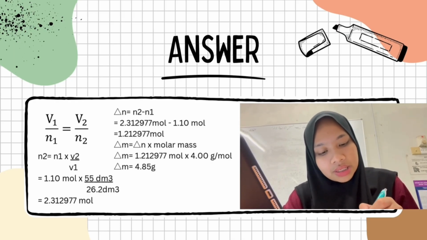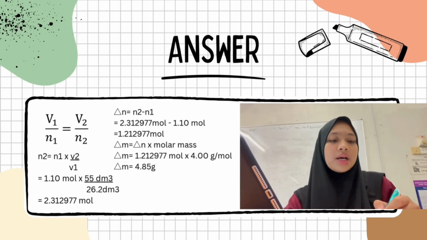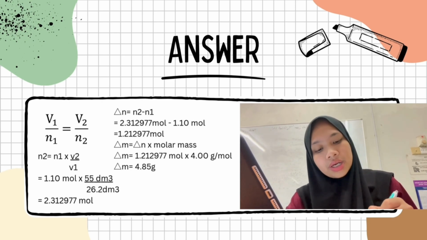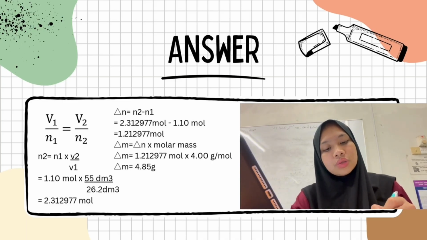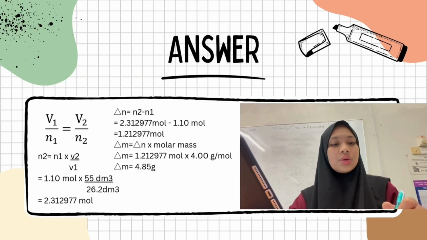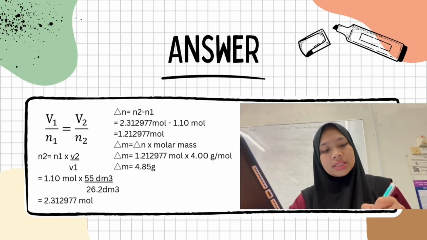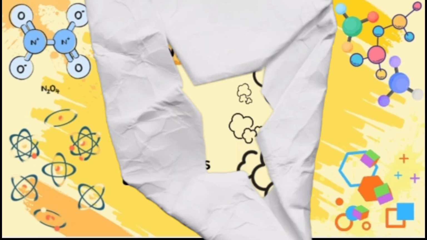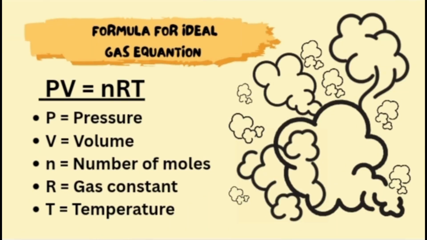Lastly, we need to convert into grams. The formula is the change in mass equals delta N times molar mass. So we got 1.212977 mole times 4.00 g/mole, and the answer is 4.85 grams.